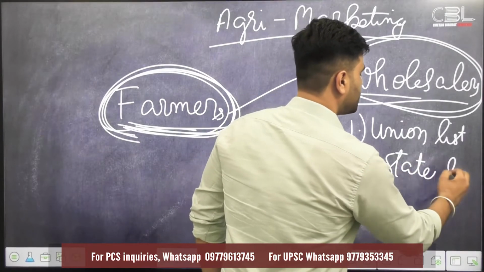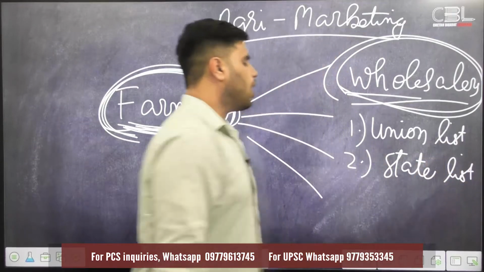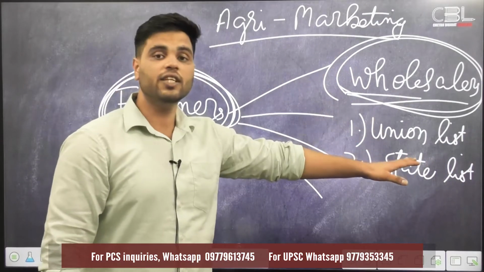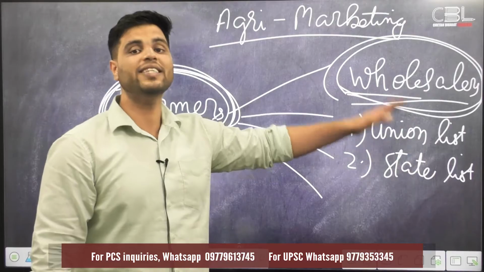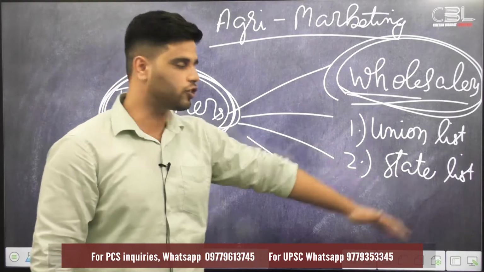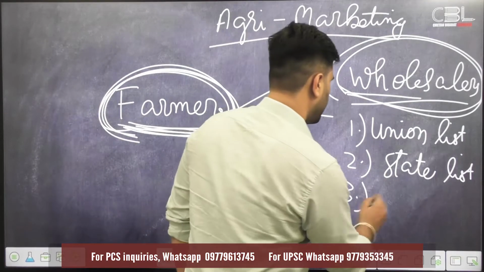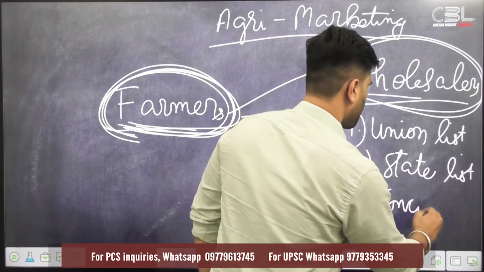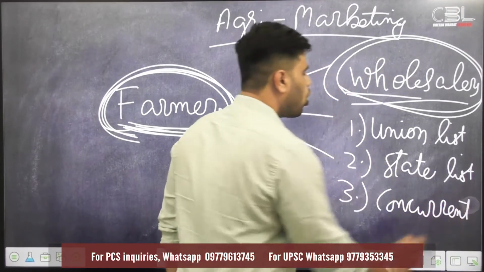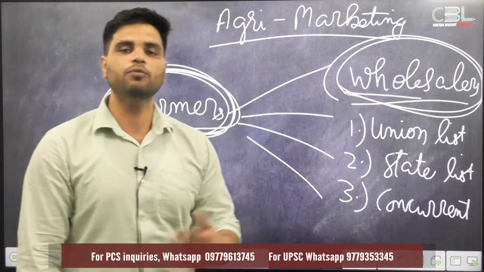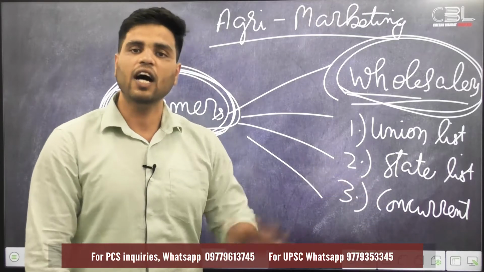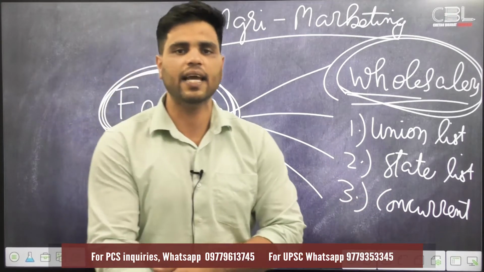Subjects mentioned under this list, the subjects mentioned in this list are those subjects on which only the state legislature can make laws. And the third is the Concurrent List. Now, the concurrent list is that list in which the subjects mentioned are those subjects on which both the center and states can make laws.